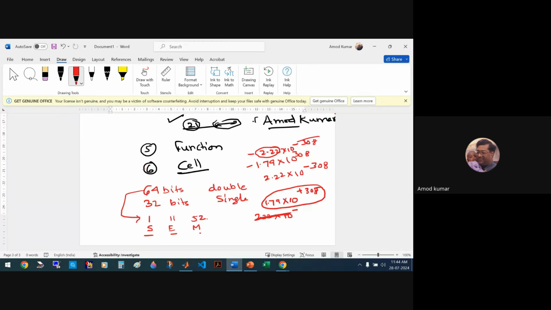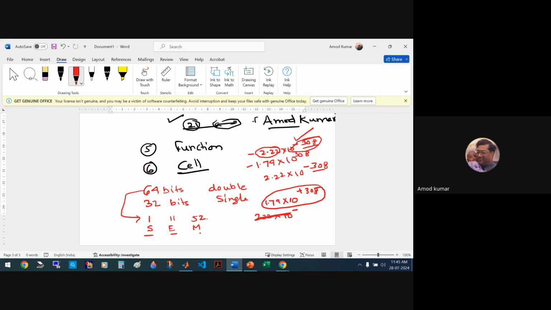It will show 10 raised to the power minus whatever it is. But don't think that if more decimal digits are shown, then the number becomes more precise. No, it's not. Precision is achieved by this exponent part, in fact: how large a number is or how small a number is. So there is no limitation up to this for MATLAB.